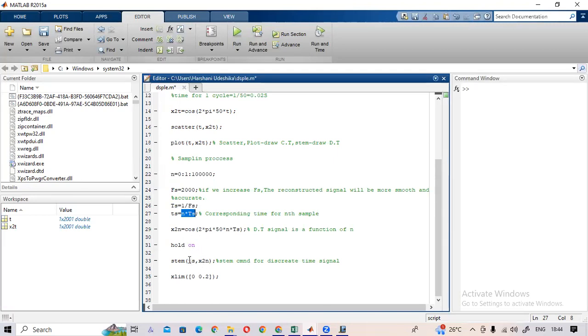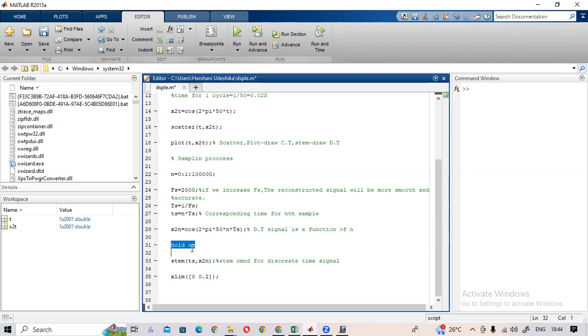Then this is the hold on command we use. Because we need to draw this continuous time signal, and we use stem to draw the discrete time signal, and we need both signals in one graph. Both signals must appear in one graph, and that is why we put the hold on command here. Then after this one is drawn, the other is drawn while the data is kept.